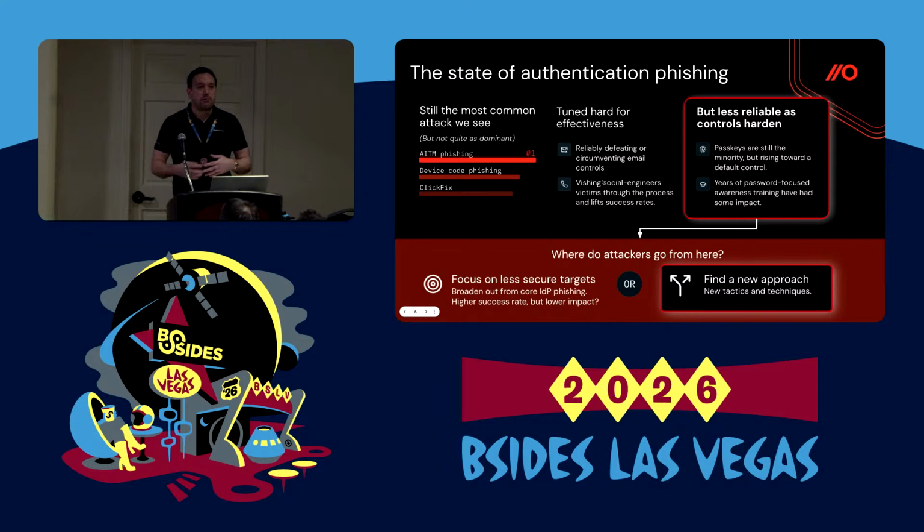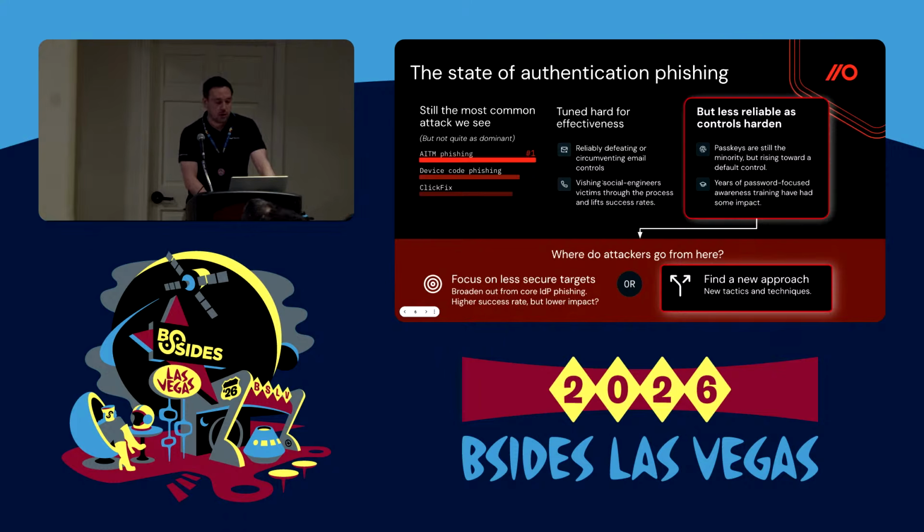They can either keep focusing on the less secure organizations or start focusing on less secure targets, so moving away from the core IDPs, maybe the Microsofts and Googles and Oktas and so forth, and start targeting other vendors that may not have made a stricter passkey adoption. Or they can find another approach. And I think that's where we've seen them diversify, and that's the crux of this talk.